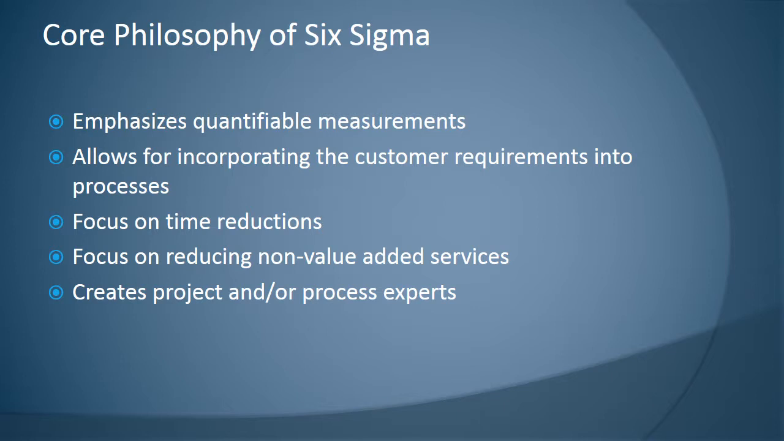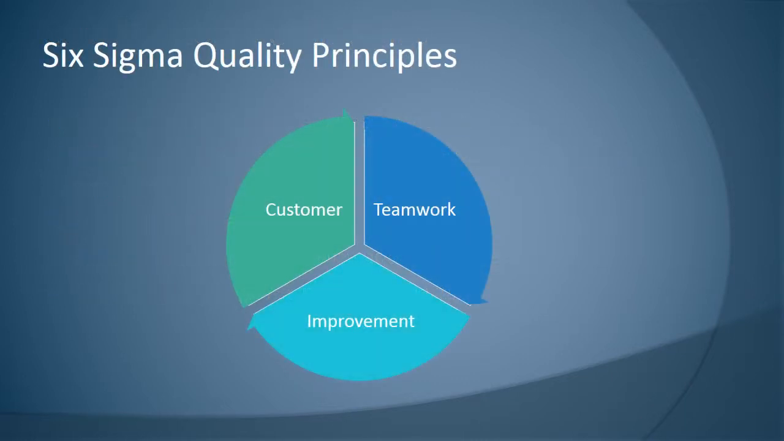And when you continuously improve on something by doing it over and over again, you will eventually become an expert at that. So these are the Six Sigma quality principles. The customer is key. Teamwork is also extremely important, and improvement.